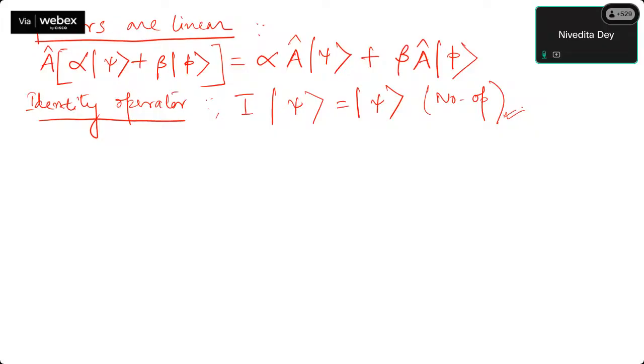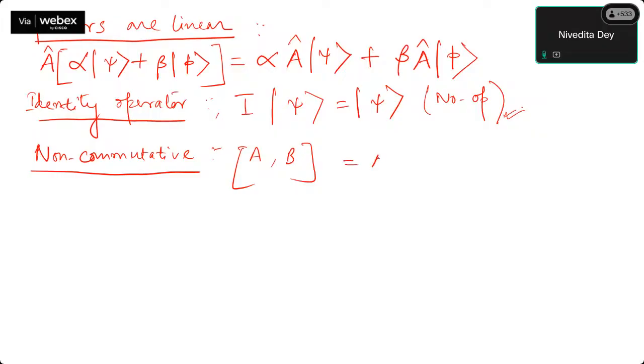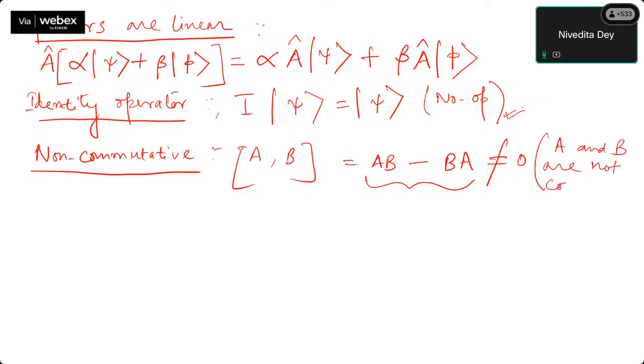And the second one is that two operators are non-commutative. You also know that matrix multiplication is not commutative in nature. So the commutator of two operators is AB minus BA. If you do that and it is not equal to 0, that means A and B are not commutative operators.